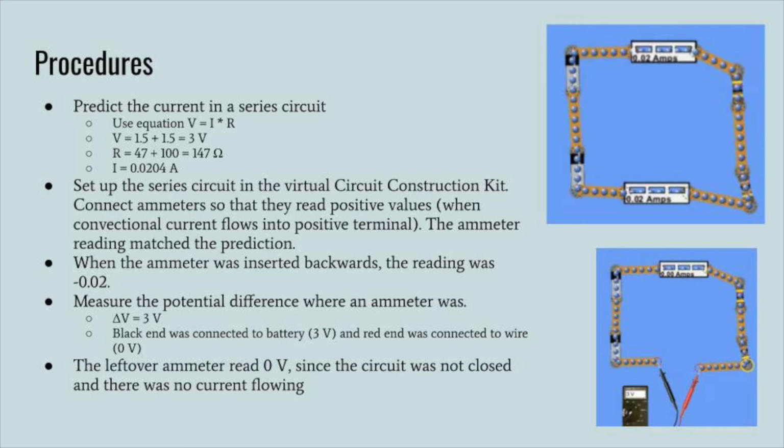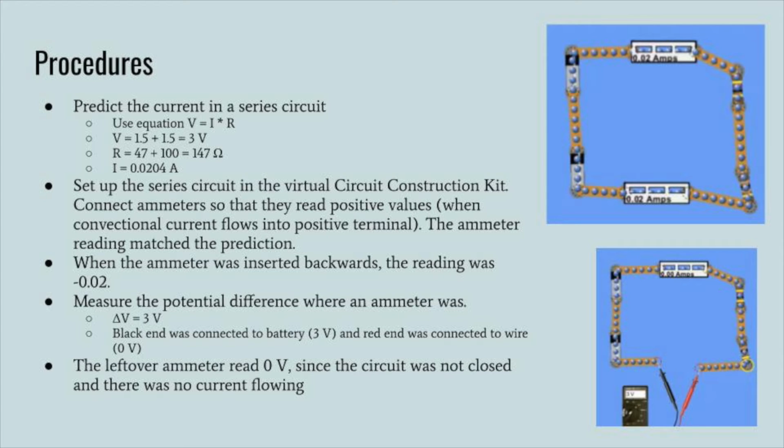Then I set up the series circuit in the virtual circuit construction kit. I connected ammeters so they read positive values. This is when the conventional current flows into the positive terminal. The ammeter reading matched the prediction stated previously. When the ammeter was inserted backwards, the reading was negative 0.02.